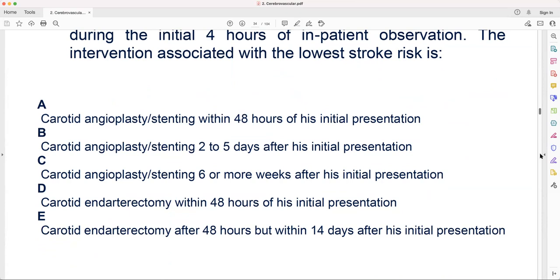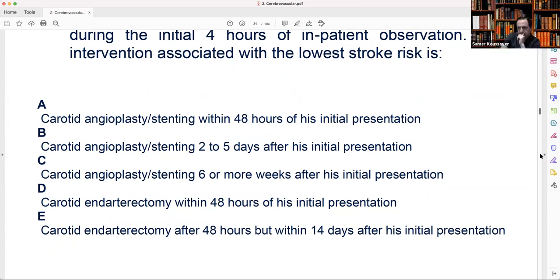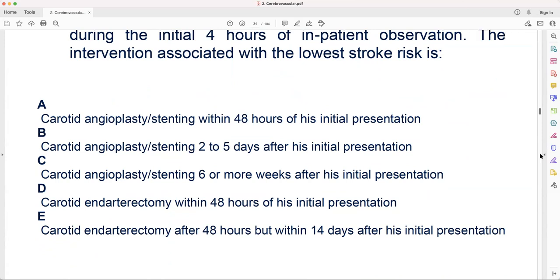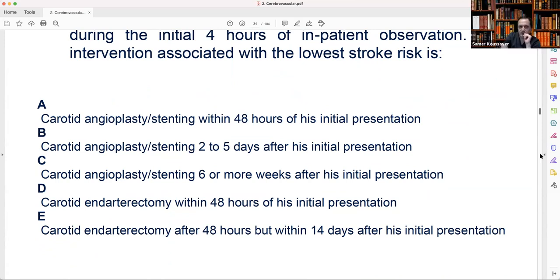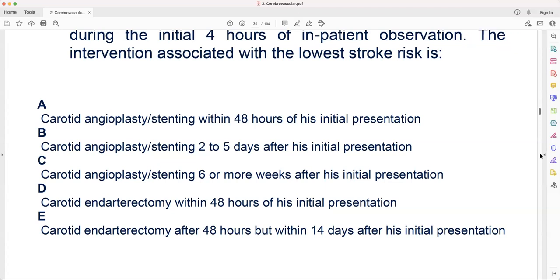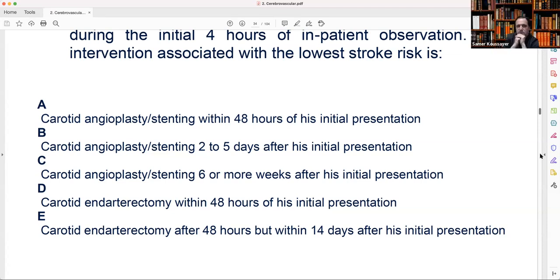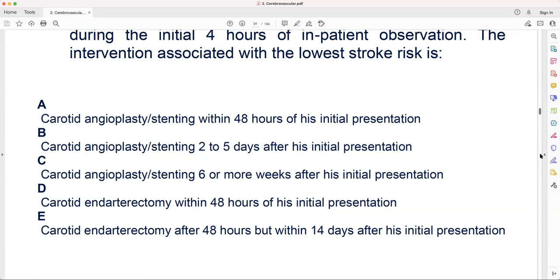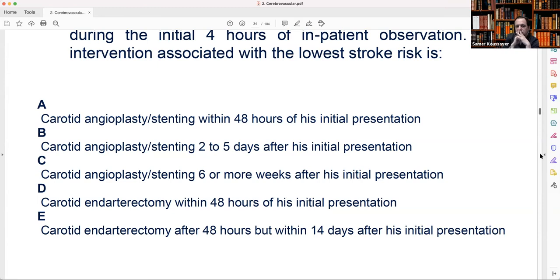Okay. Carotid angioplasty stenting 2 to 5 days after the initial presentation. It could be correct. Continue. Carotid angioplasty and stenting 6 or more weeks after the initial presentation. Okay. 6 or more, also can be correct? No, 6 weeks. We said within 2 weeks. We said we have to do it within 2 weeks. So 6 or more is not the best. They want the best timing for intervention. We said within 14 days, so starting 6 or more weeks, this is too far. So this is for sure wrong.